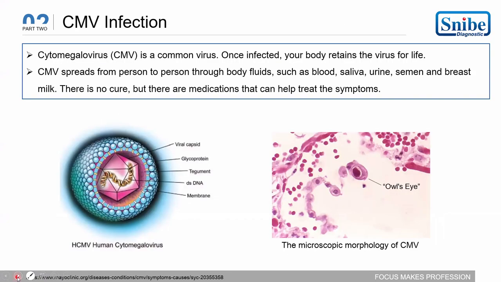The next is cytomegalovirus. It's basically a common virus, and once infected, your body retains the virus for life. This cytomegalovirus is spread from person to person through body fluids like blood, saliva, urine, semen, and breast milk. There's no cure, but there are medications that can help treat the symptoms. In the microscopic morphology of cytomegalovirus, you can see an owl eye appearance, and it is HCMV, human cytomegalovirus.